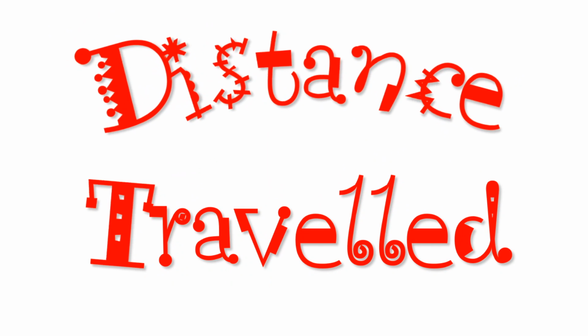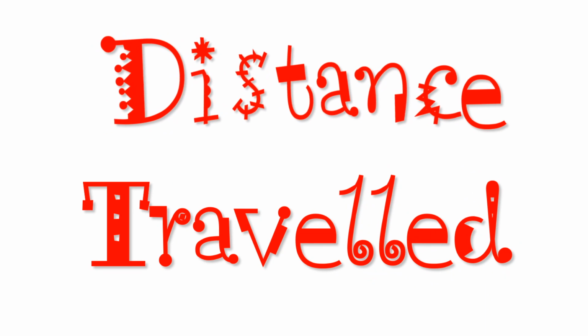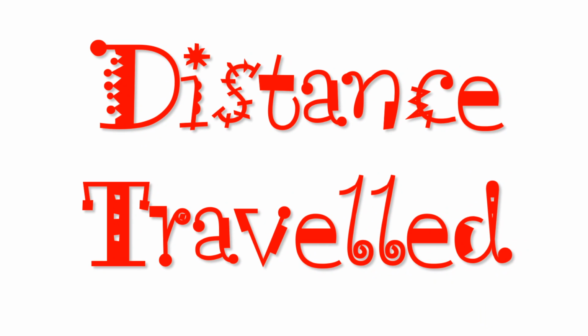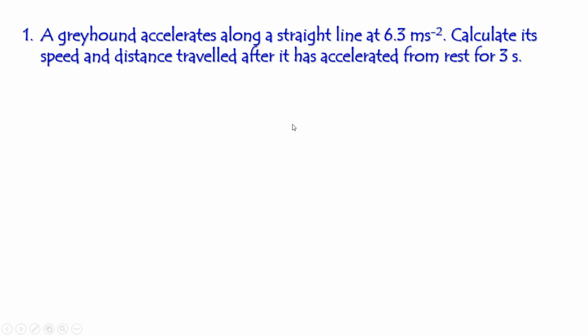There are two parts in this assignment. The first part is about the distance traveled. Look at Question 1. A greyhound accelerates along a straight line at 6.3 meters per second squared. Accelerate, this must be the acceleration a. Can you calculate the speed of the greyhound after it has accelerated from rest? From rest means the initial speed is 0 meters per second, for 3 seconds.